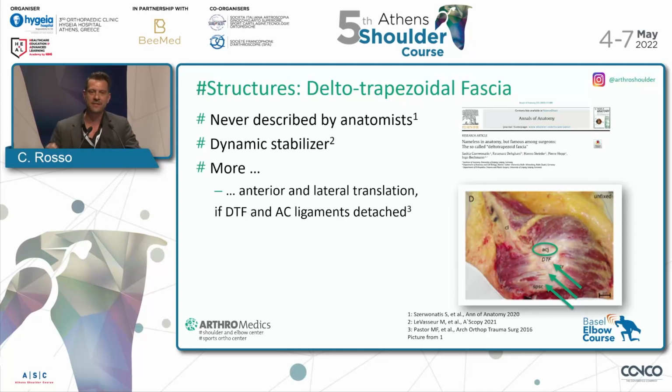And it's a dynamic stabilizer. And we know that dynamic stabilizers are important because the AC joint is really difficult. On one hand, it's really stable. It should be stable. On the other hand, it should rotate 90 degrees when you flex your arm, and it should be stable in all other directions. And the anterior and lateral translations are really higher if you detach not only the AC ligaments, but also the DTF.